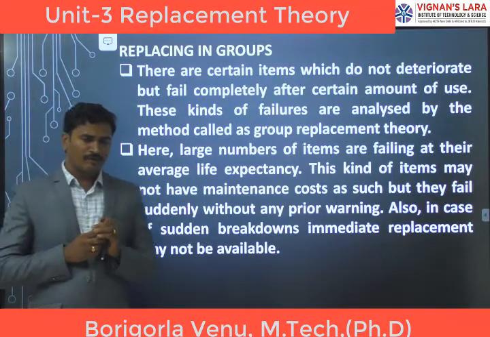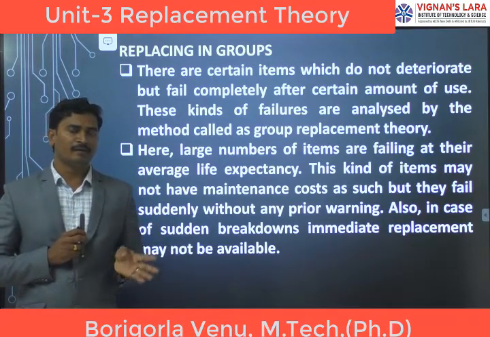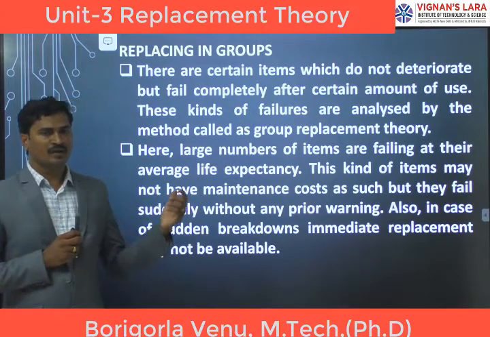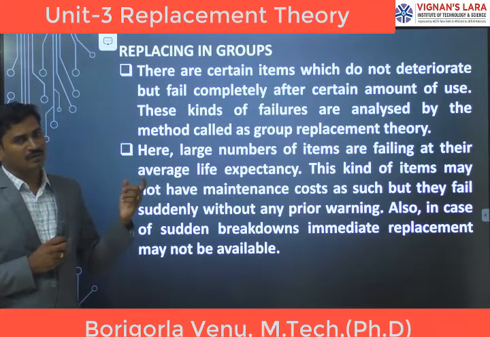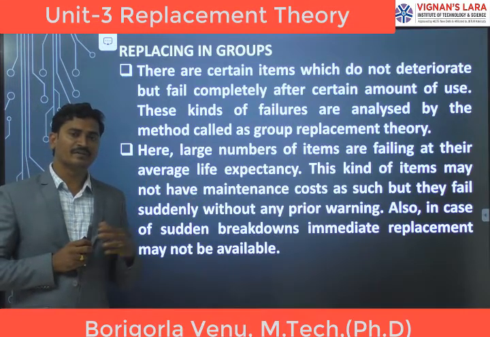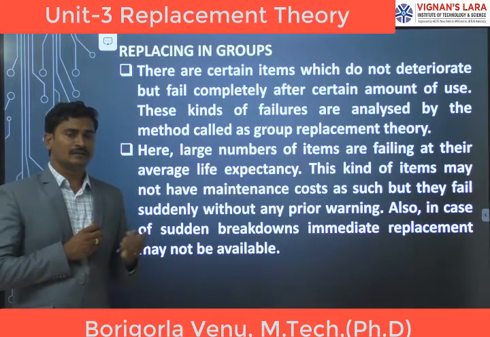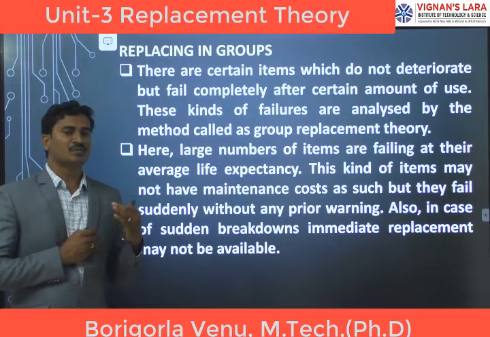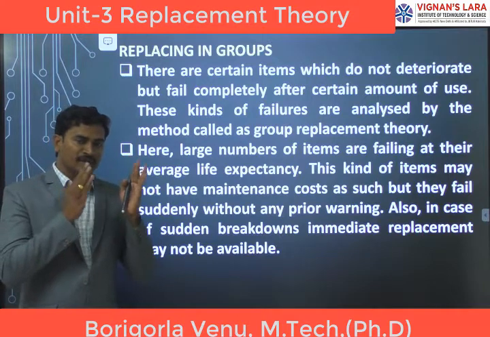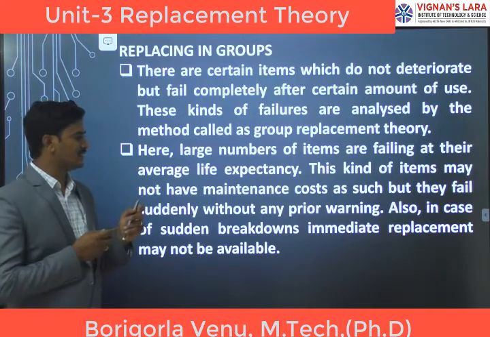At the time of failure, it may not give any notice. Suddenly the bulb will fail due to certain reasons, without notice. Those types of failures come under this replacement. Here we replace the items without considering deterioration. We didn't consider any time period; here we are considering only the money. We consider in which year or which month we are going to replace with the optimal cost.